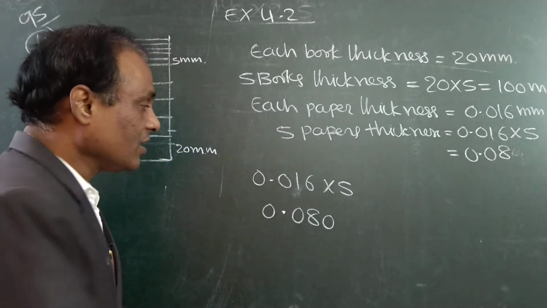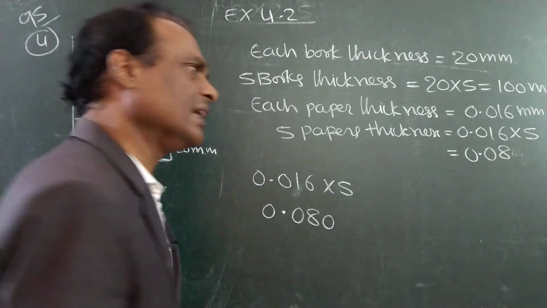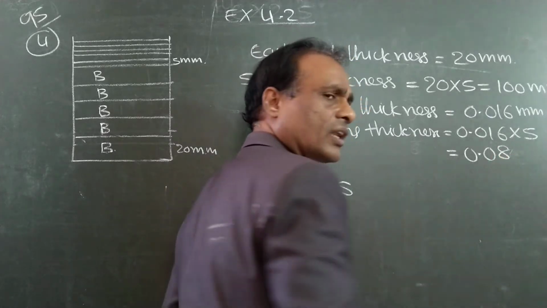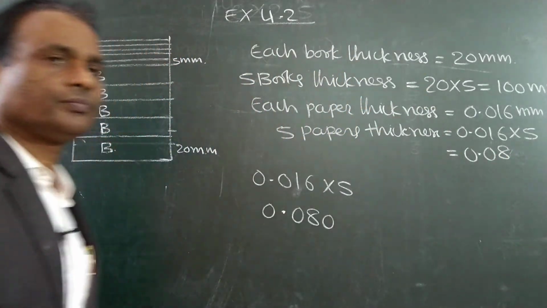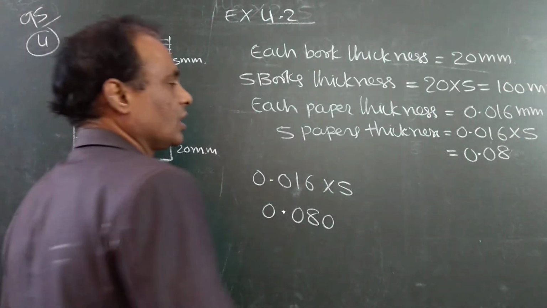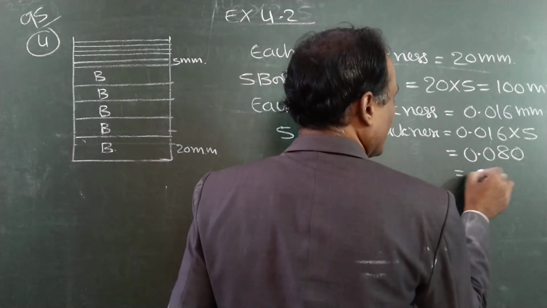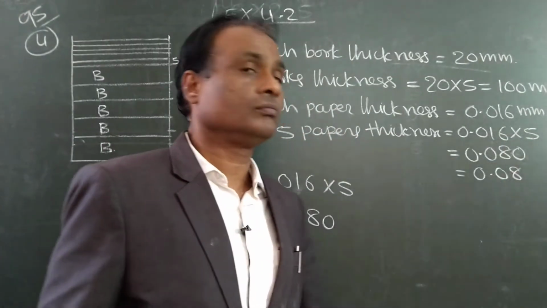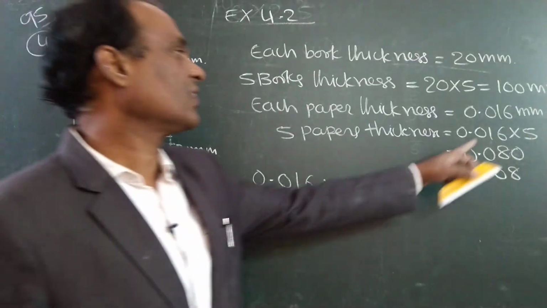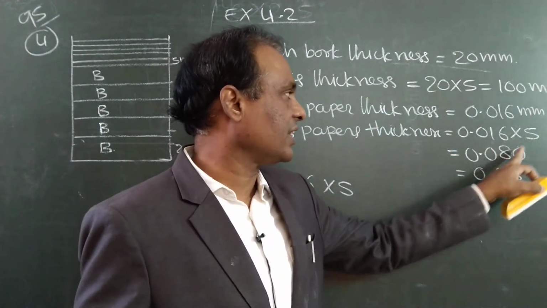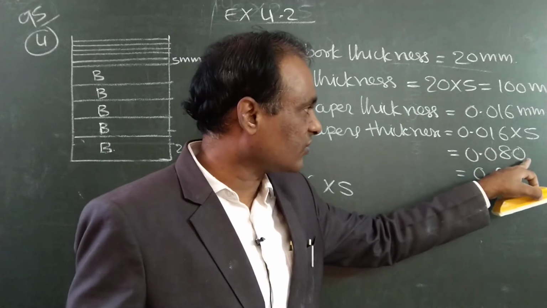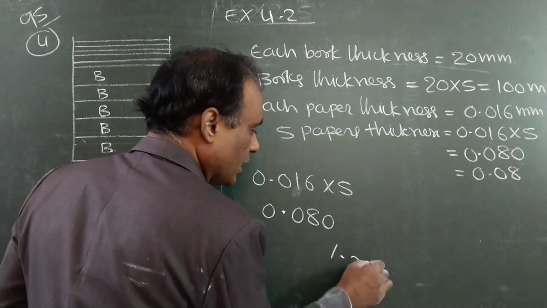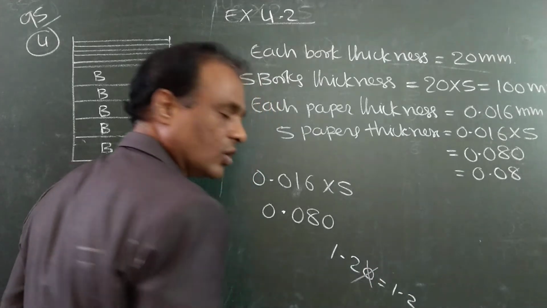But after the decimal, when the last number is 0, we don't write it. 0.08 only we write. 16 5s are 80, but the last number 0 we don't write. We can remove that 0. You write it down here and remove it in the next step. It is meaningless. The last number should not be 0 after the decimal. Just for your understanding, I wrote 16 5s are 80. 1.20 means only 1.2. Don't write 0 in the last.